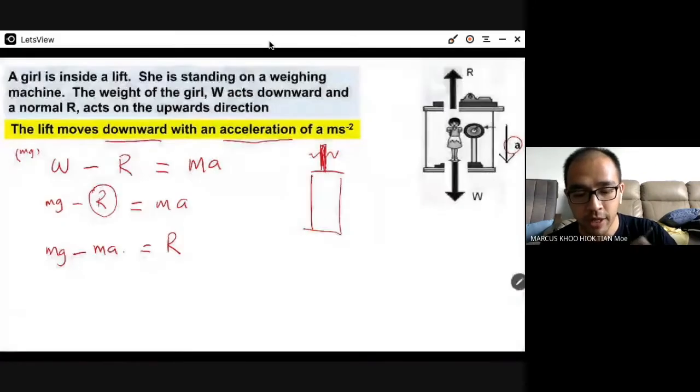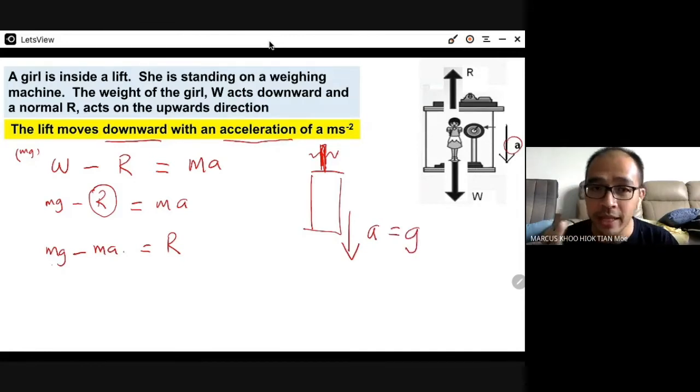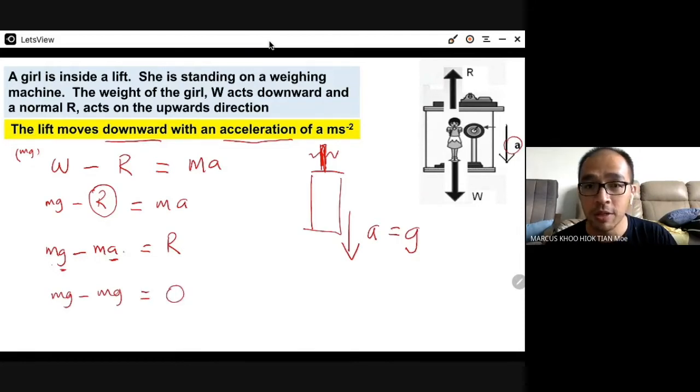Okay, sorry. If the cable on the lift snaps, your lift is going to go down with an acceleration that is the same as the acceleration of gravity. Think about this: if the acceleration is the same as the acceleration of gravity, you're going to get mg minus mg, which is 0. That means the reading on your weighing scale is 0, and we call this situation weightless.